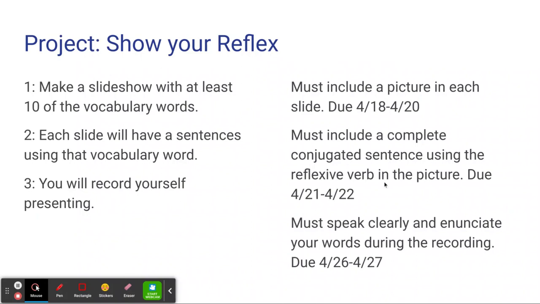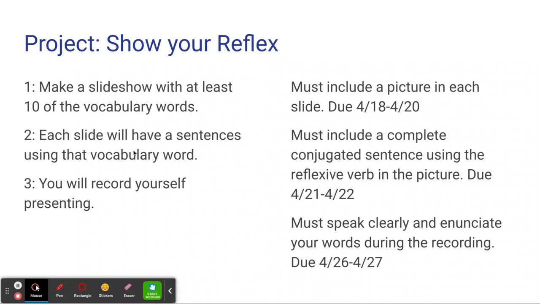All right. Last part of this presentation is presenting you with your project. So the project is going to consist of 3 different parts. So you can show your reflexives, okay? You're going to create a slideshow that includes 10 vocabulary words that I showed you before. It's also in your Jamboard.